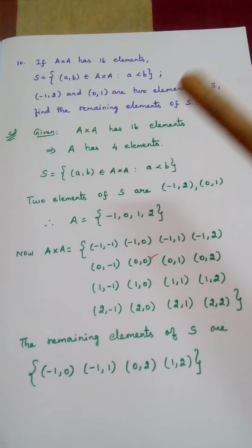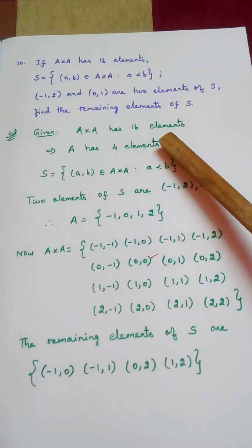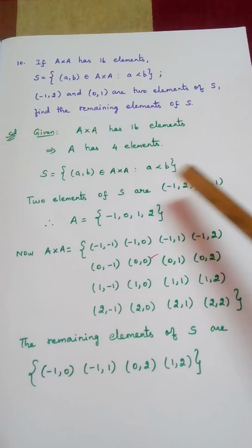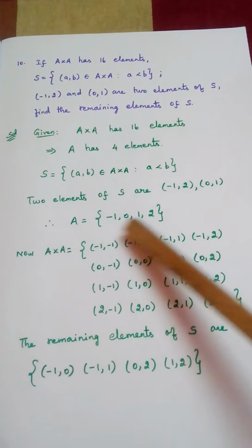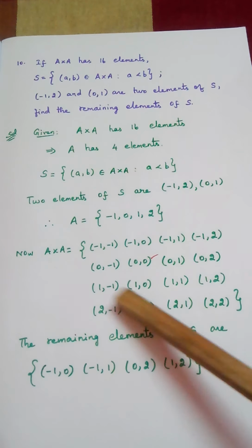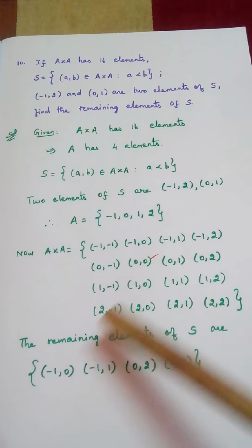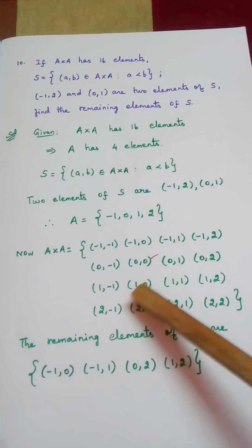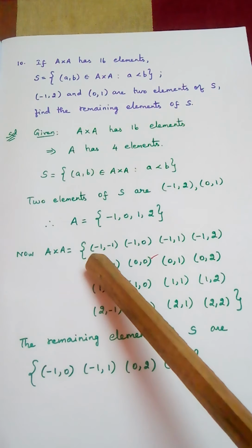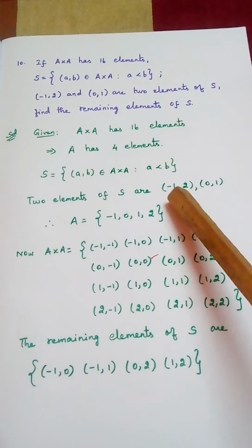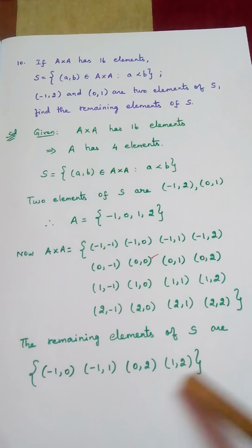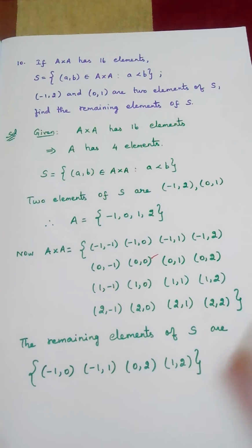I think you will understand. A cross A has 16 elements, therefore A will have 4 elements. How did we find out the 4 elements? They have given 2 elements of S, and from this we found out the 4 elements of A. So we can easily write A cross A. From these 16 elements, we are finding which elements will come in S. What is the condition? The first number should be lesser, that's all. Already 2 are given to us, and the remaining we are finding from this and writing here. I think you will understand this.